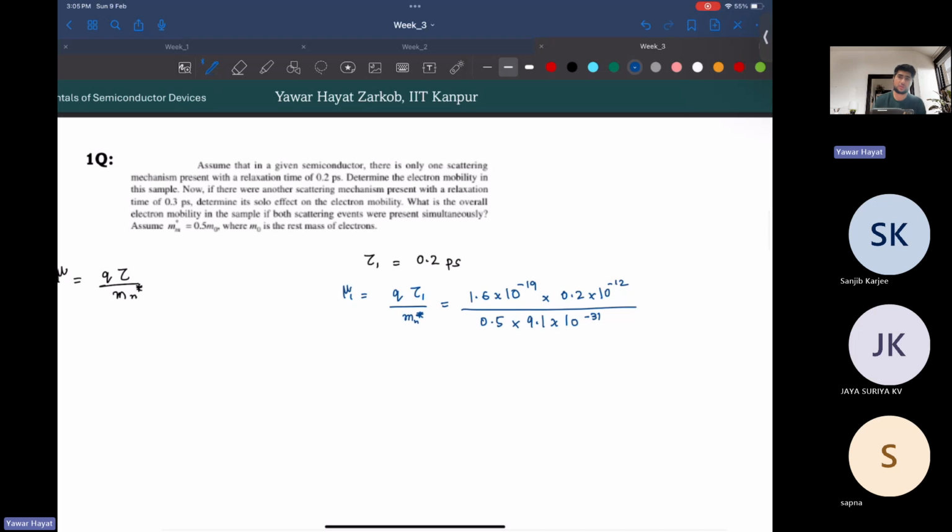Okay, so now I'm assuming you guys have a calculator in front of you. Calculate this and let me know what is the value of the mobility. You can either directly unmute and answer it, or you can type it in the chat.